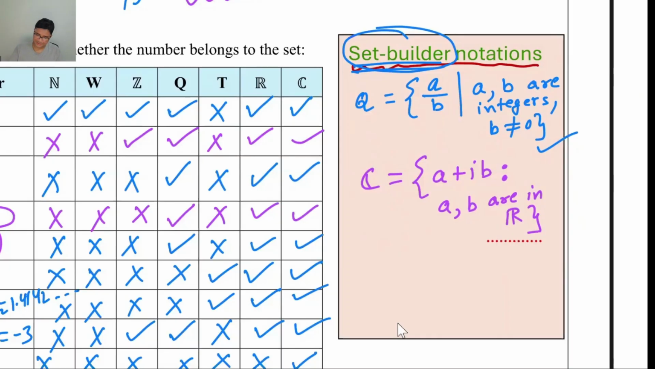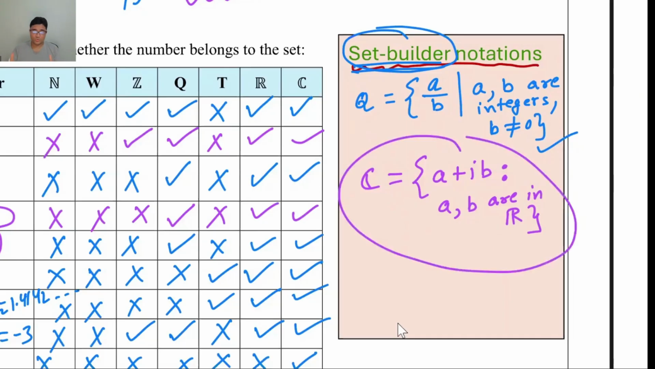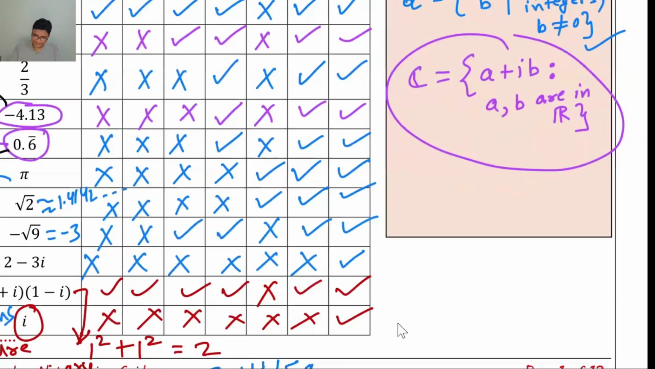Those will be complex numbers. So that is again building the set. It gives you a formula or a rule to know what elements belong to that set, what numbers belong to that set. This is the set builder method. It gives you a formula for that, a rule for that.